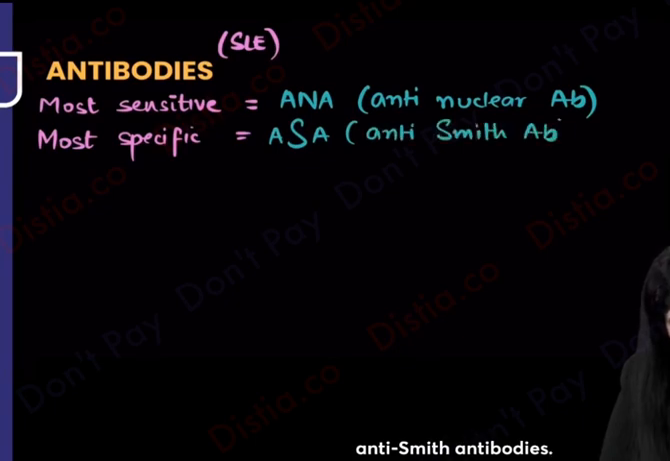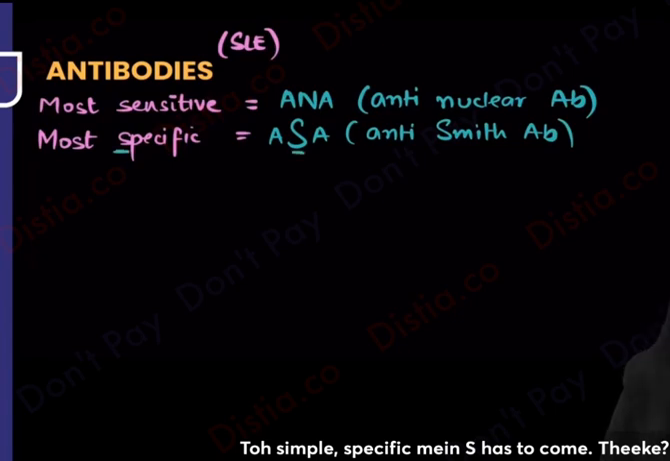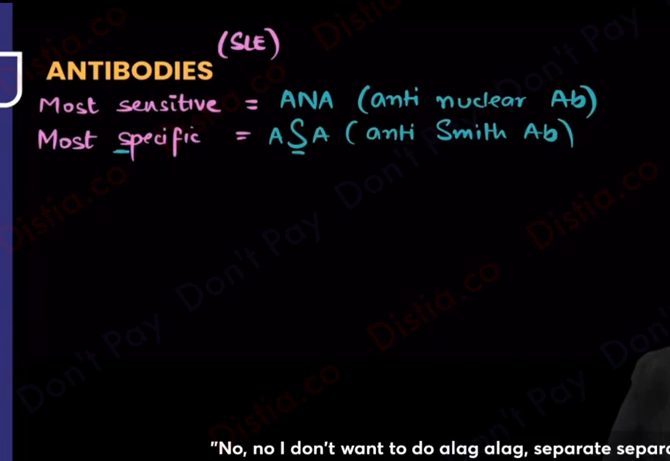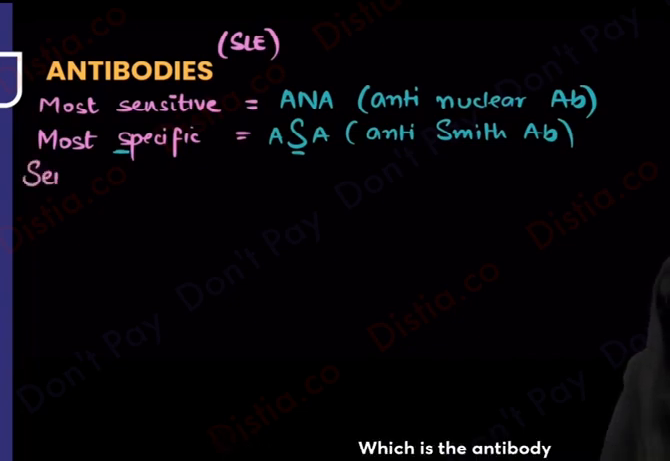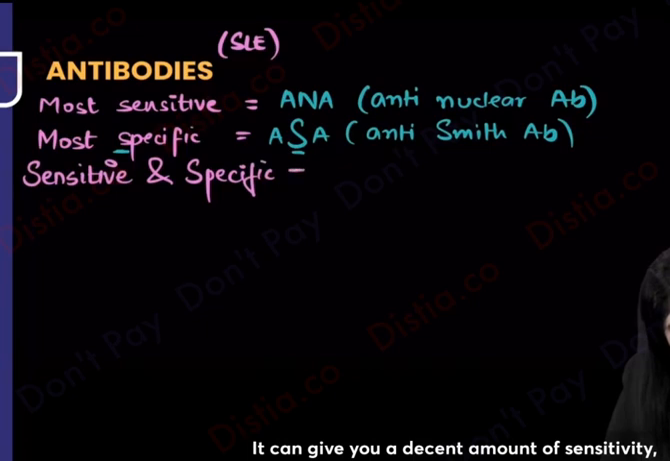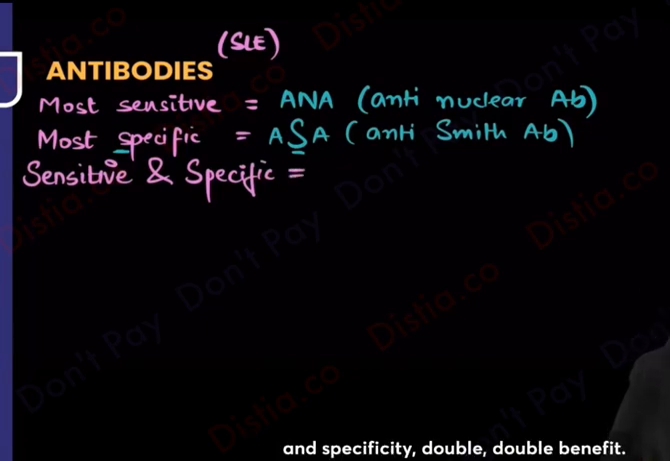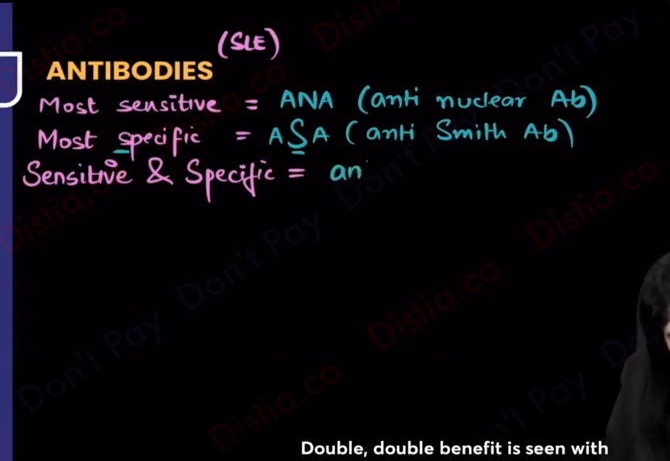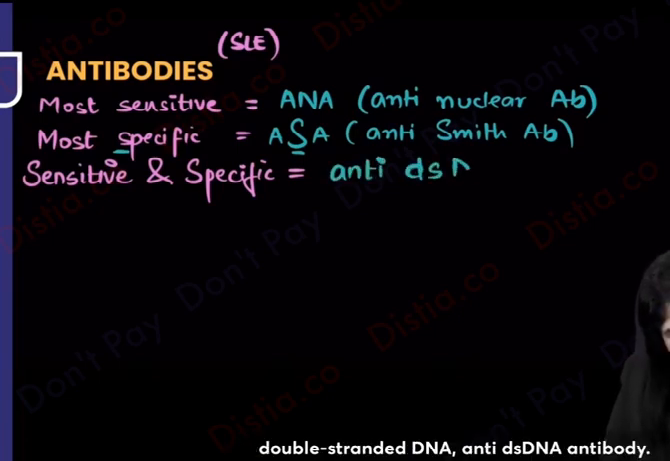Anti-Smith antibodies. So simple, specific: S has to come, okay? Now when I talk about this, you say no, I don't want to do it separately. I want one antibody which can tell me everything. Which is the antibody which is going to be both sensitive and specific? It can give you a decent amount of sensitivity and specificity. Double benefit is seen with double-stranded DNA, anti-dsDNA antibody.